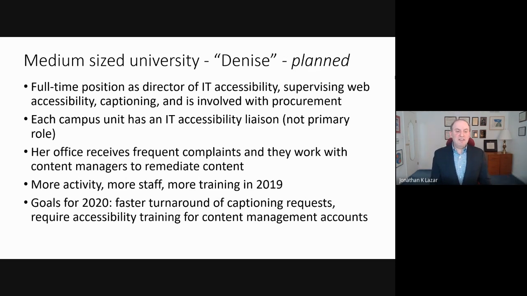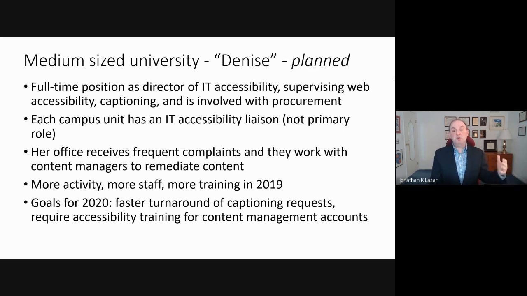Denise noted that her office actually receives frequent complaints and they work with content managers to remediate content. They get tons of complaints. This was before 2020, tons of complaints, she said, from faculty, staff, and students. Now, Denise said she thought overall 2019 was a good year for her team because they were able to hire more staff. They were able to have more activities, do more work, and provide a lot more training than before.